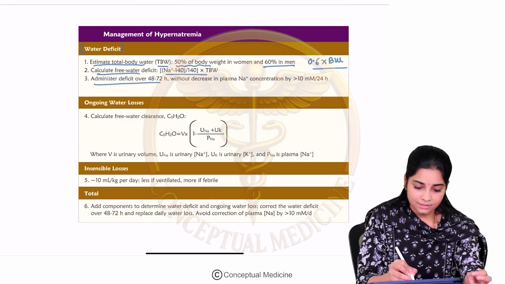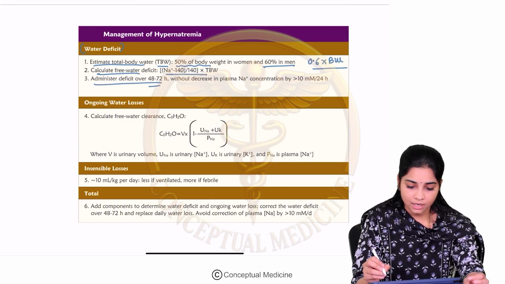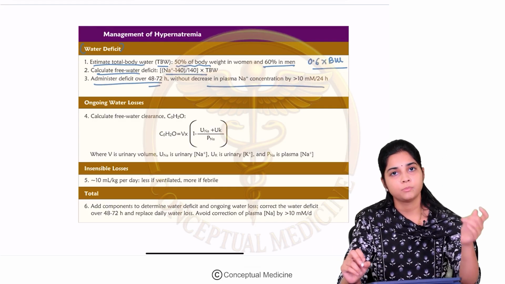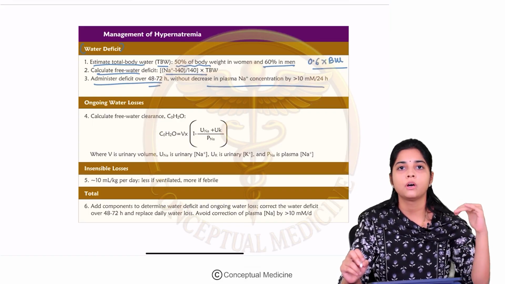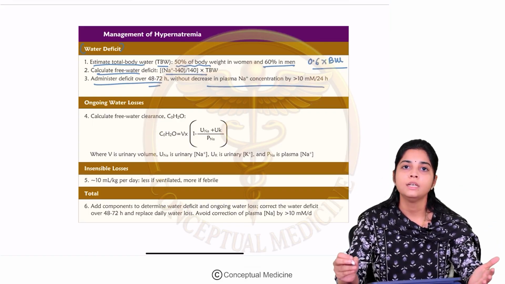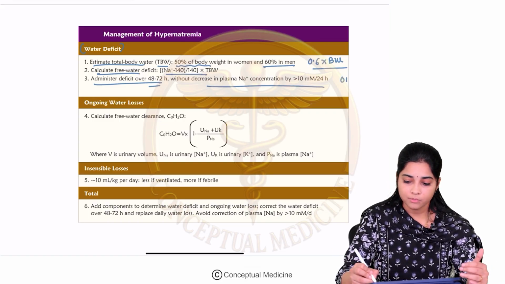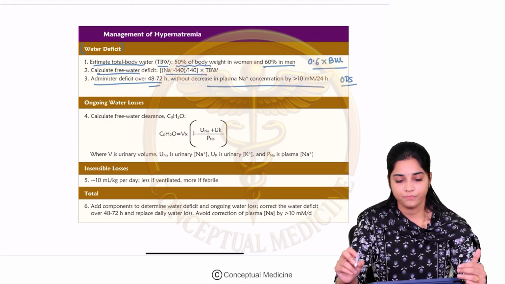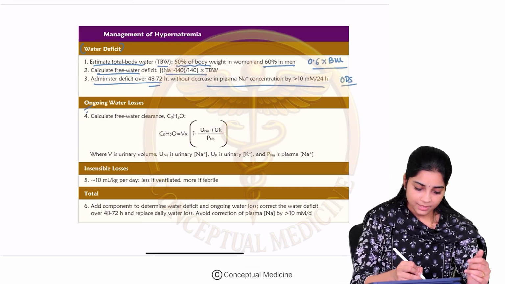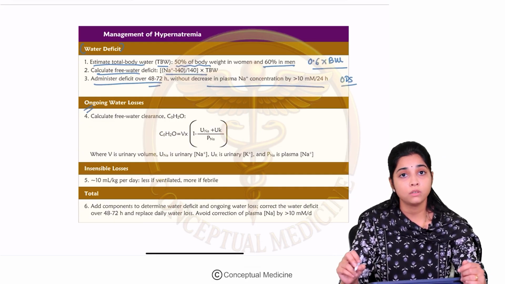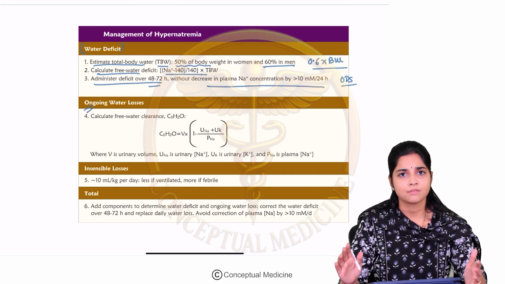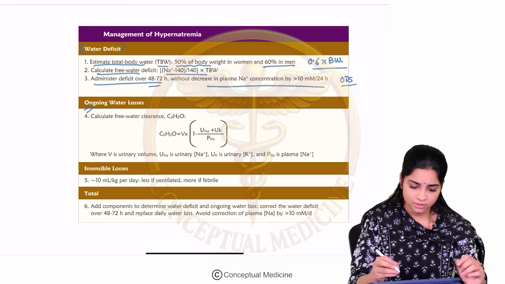Right? So you administer the deficit over 48 to 72 hours and you make sure that you follow the same rule. You do not increase the sodium to more than 10 milliequivalents per day, because of the fear of osmotic demyelination syndrome. Alright. Apart from that, you also have to replace ongoing water losses, right? Somebody will be having diarrhea, somebody will be having excessive sweating, so there can be insensible water losses, right?